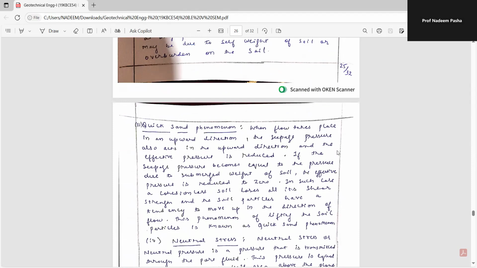Quicksand phenomenon. When water flow takes place in an upward direction, the seepage pressure also acts in the upward direction, and the effective pressure is reduced. If the seepage pressure becomes equal to the pressure due to submerged weight of soil, the effective pressure is reduced to zero. In such a case, the cohesionless soil loses its shear strength, and the soil particles have a tendency to move in the direction of flow. This phenomenon of lifting of the soil is known as quicksand phenomenon.